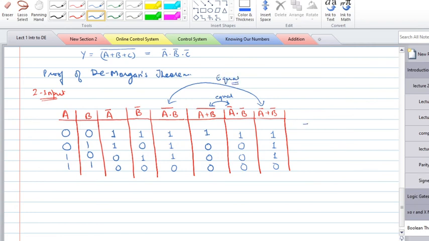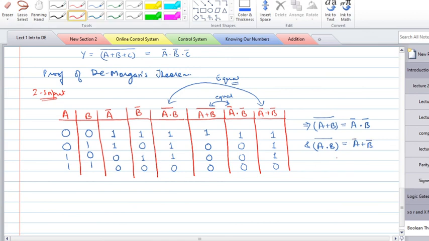This implies that (A + B) whole bar will be equal to A bar dot B bar, and second, (A dot B) whole bar will be equal to A bar + B bar, and this is nothing but De Morgan's theorem.